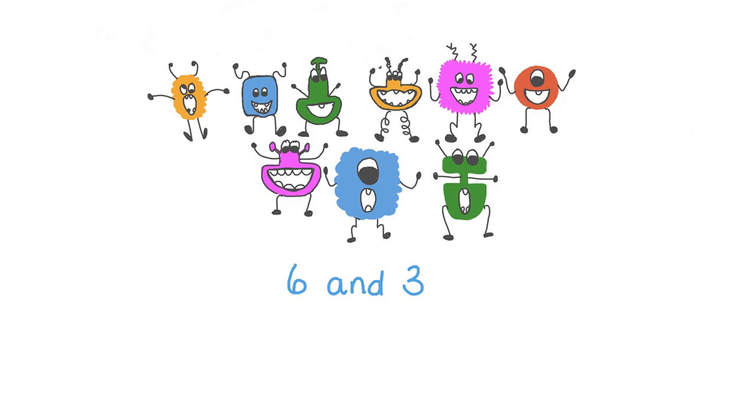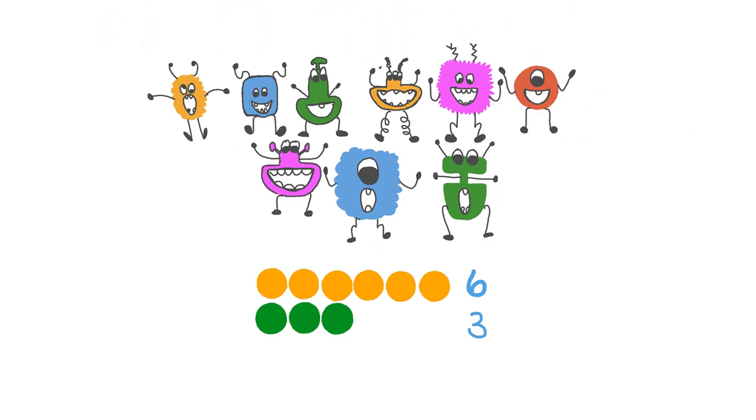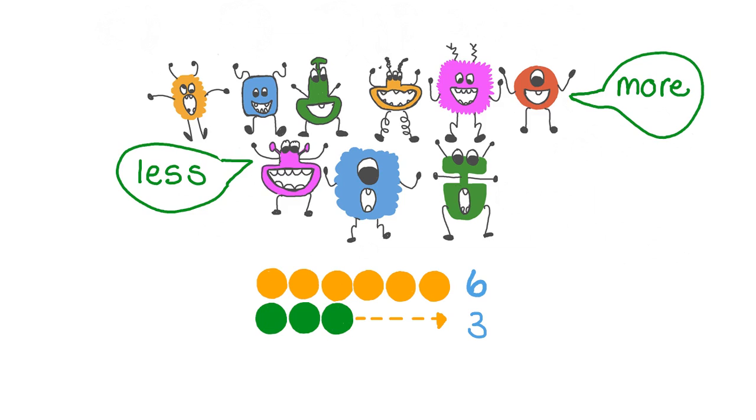So we need to find the difference between 6 and 3. We could use counters to compare the numbers 6 and 3. These 6 counters represent the 6 monsters on the back row. And the 3 green counters represent the 3 monsters on the front row. 6 is more than 3. So we can say that there are more singers on the back row. Or there are less singers on the front row.